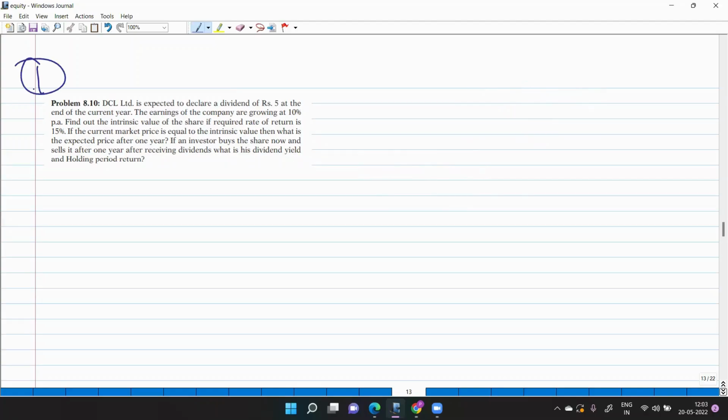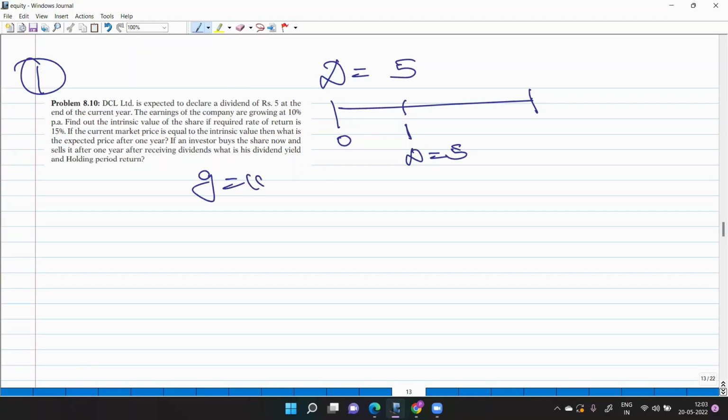Okay. Now let's move on to the first question for the day. DCL Limited is expected to declare a dividend of 5 at the end of the current year. So if I make a timeline over here like this, तो अगर आज मैं यहाँ खड़ी हूँ, at the end of this particular year, I will be getting a dividend of 5. The earnings of the company are growing at a rate of 10%. Find out the value. Again, required rate of return is 15%.